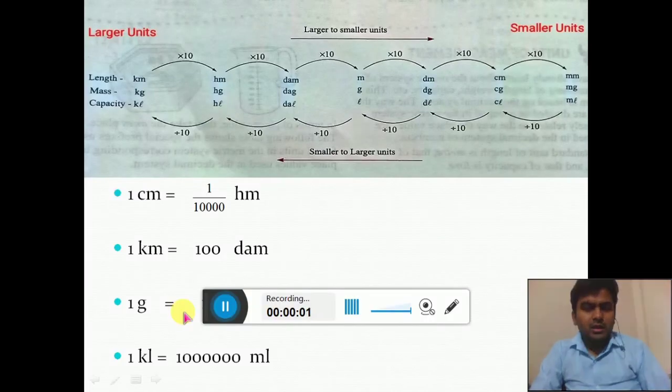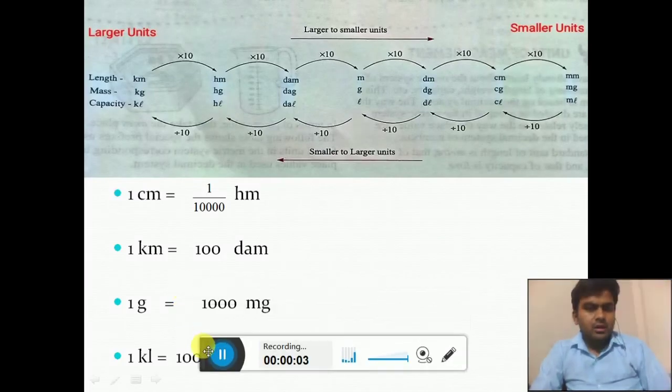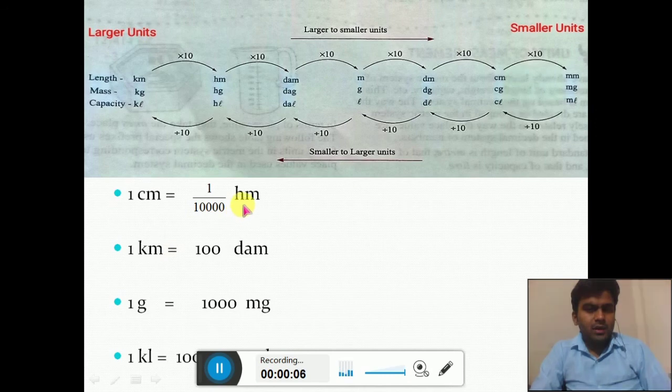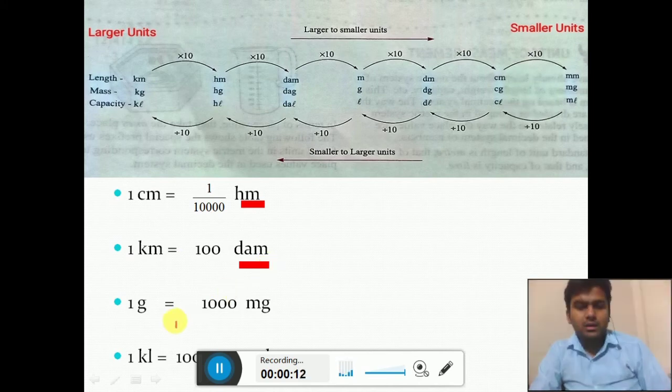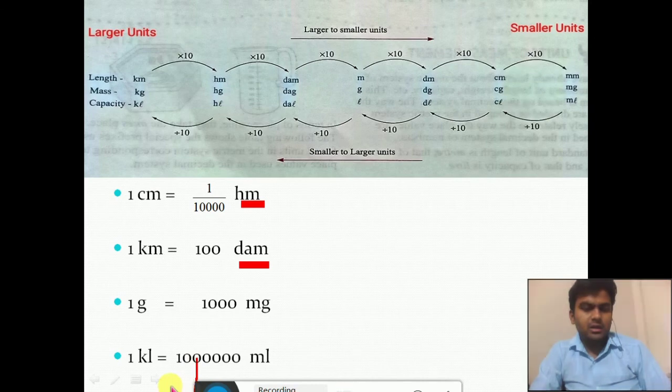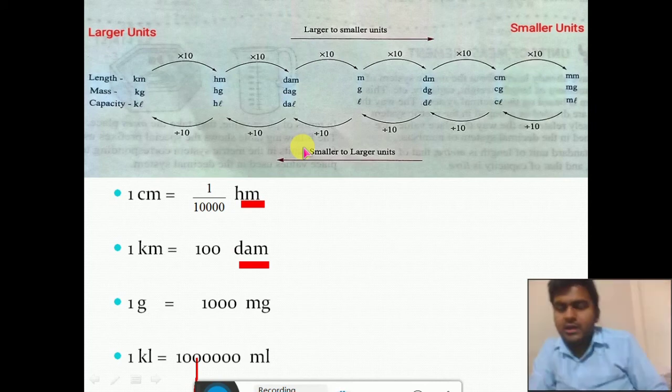In the beginning, I asked you the question: how many centimeters equal a hectometer? How many kilometers equal a decameter? How many grams equal a milligram? And how many milliliters equal 1 kiloliter? If you have learned that diagram in your mind, then you can easily give the answers to these questions.